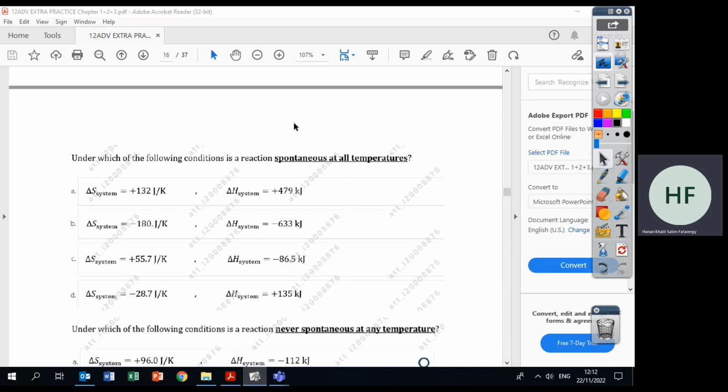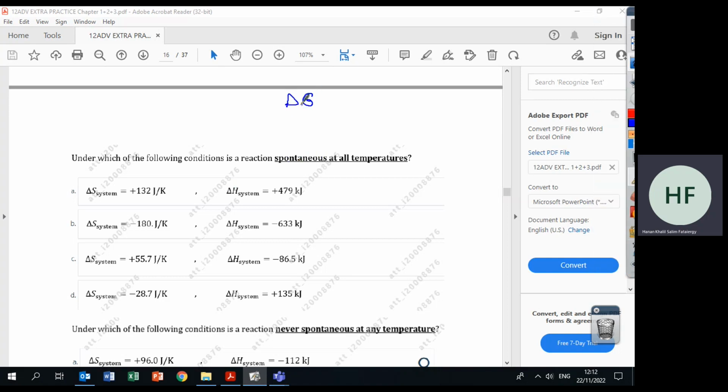Okay, which of the following reactions is spontaneous at all temperatures? Remember, who decides if the reaction is spontaneous? The sign of delta G. And we said previously that delta G depends on delta H and delta S. The rule was delta G equals delta H minus T delta S.